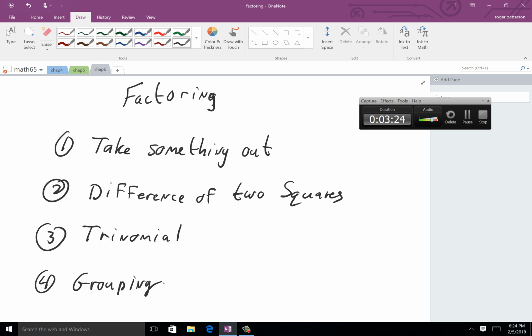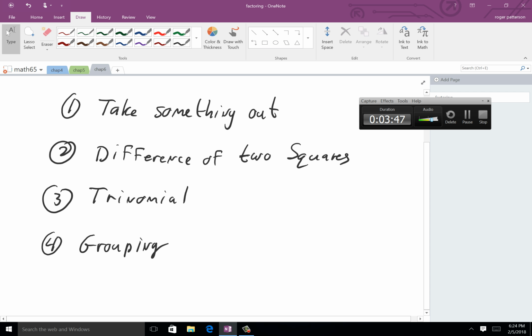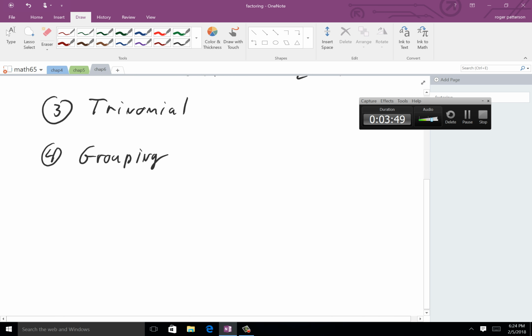Tonight, we'll talk about taking something out. We'll talk about trinomials, and we'll also talk about grouping. We won't do difference of two squares tonight. Grouping and trinomials kind of go together, so you can talk about one, but you have to pretty much talk about the other one. All right. So let's take some examples of taking something out. The directions here are just going to be to factor.